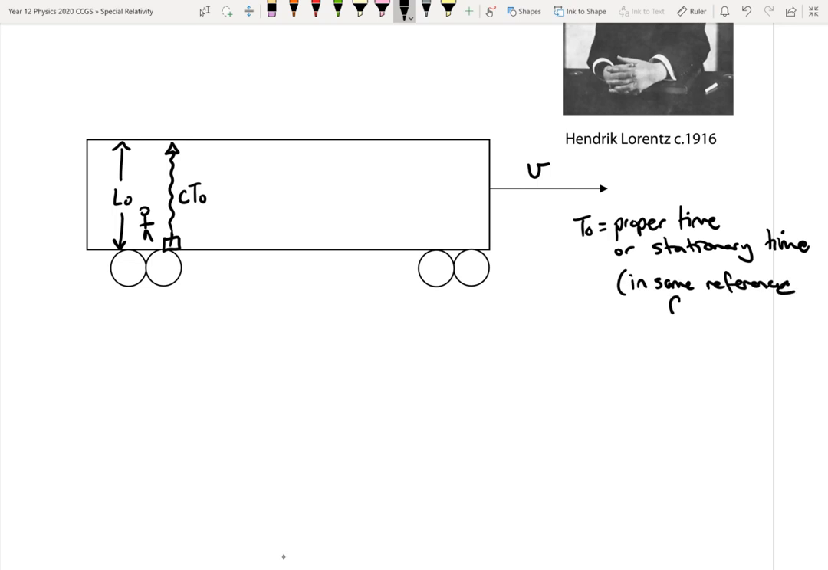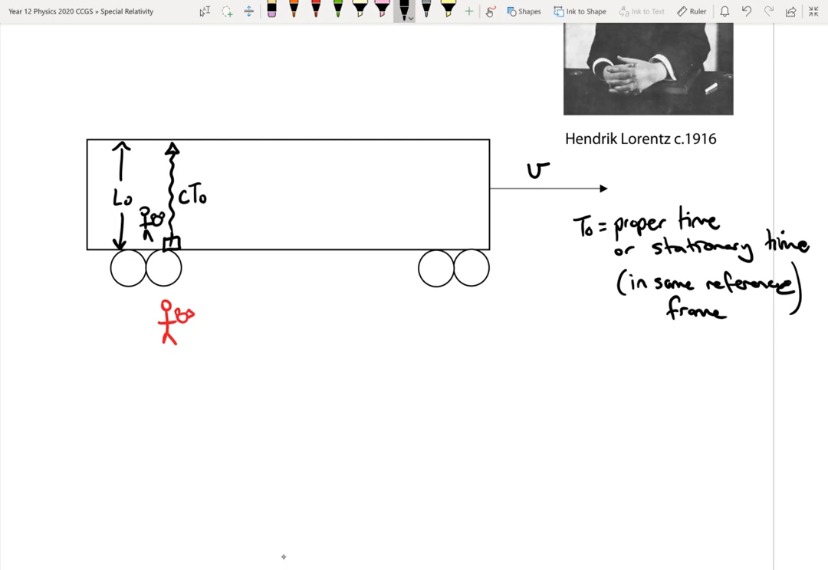Of the event occurring. That's it. Okay, same reference frame. Now, let us look at an observer that's in a different frame of reference. And to make this make sense, they're both going to be observing the beam of light with their stopwatches.